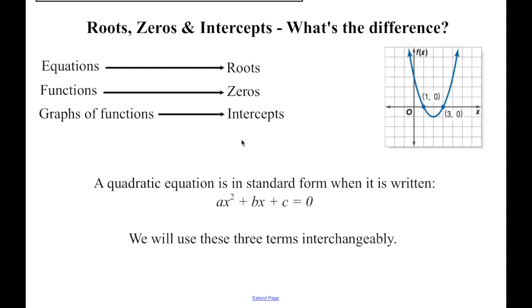So just a little reminder, a quadratic equation is in standard form when it's written like this, where we have our quadratic term followed by the linear term and the constant after that, and then it's equal to 0. When it's in that form, it is said to be in standard form, and that's the form we want to put all of our equations in before we start graphing or analyzing the equation.